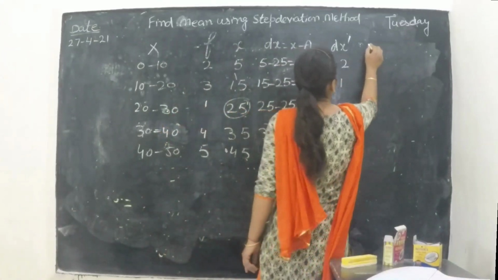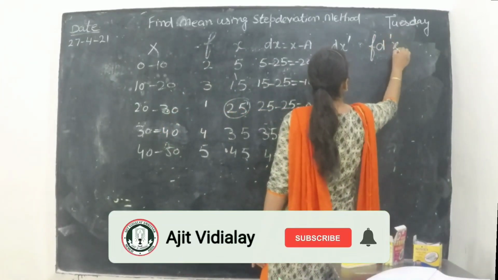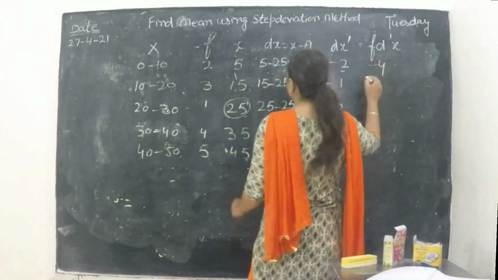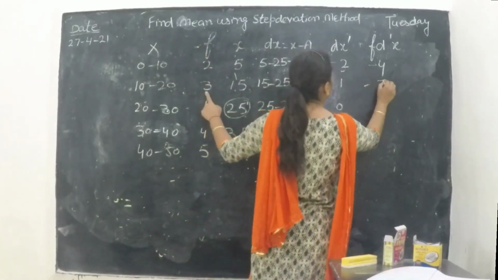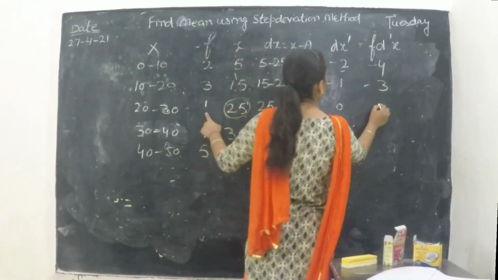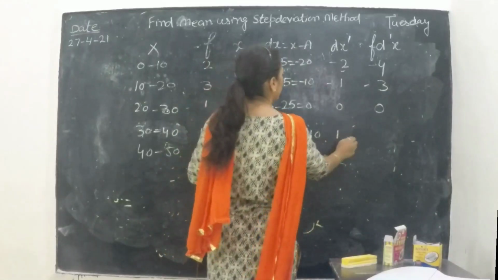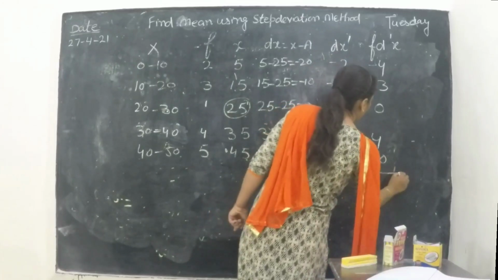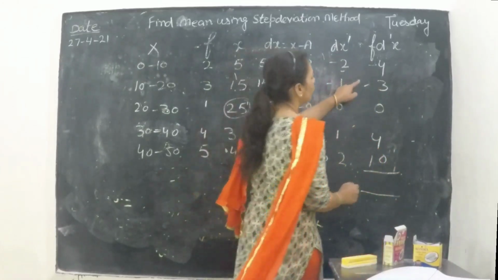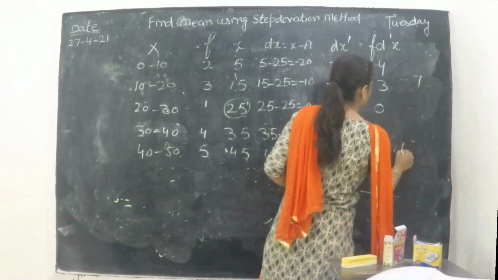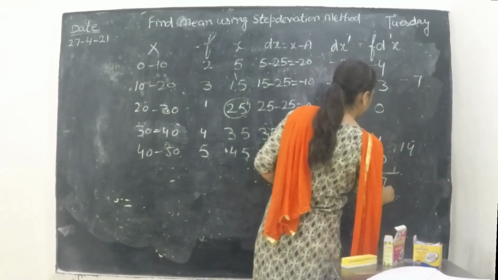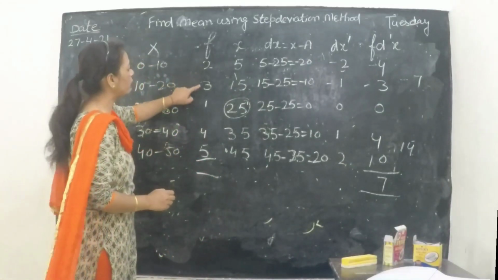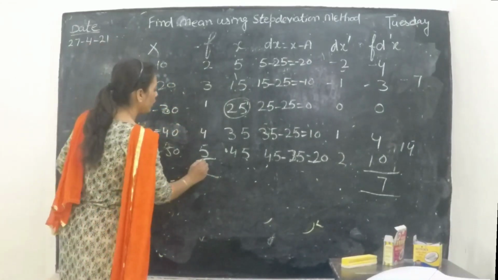Now multiply f by d dash x. 2 into minus 2, minus 4. 3 into minus 1, minus 3. 1 into 0, 0. 4 into 1, 4. And 5 into 2, 10. Now I will add these values. 4 and minus 3, minus 7, and this is 14. So the answer will be 7. And here the total of frequency will be 2 plus 3, 5, 6, 4, 10, 5, 15.